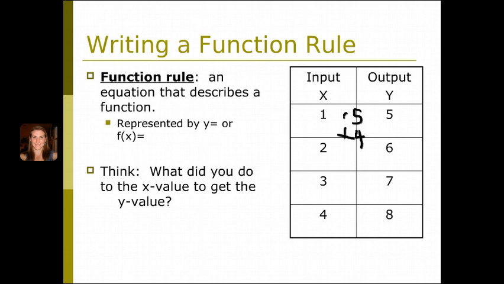Let's look at the second example. 2 times 5 is not 6. However, 2 plus 4 would give us 6. We can also do 3 plus 4 to give us 7, and 4 plus 4 would give us 8. So we can assume that when we add 4 to these x values, we get these y values.